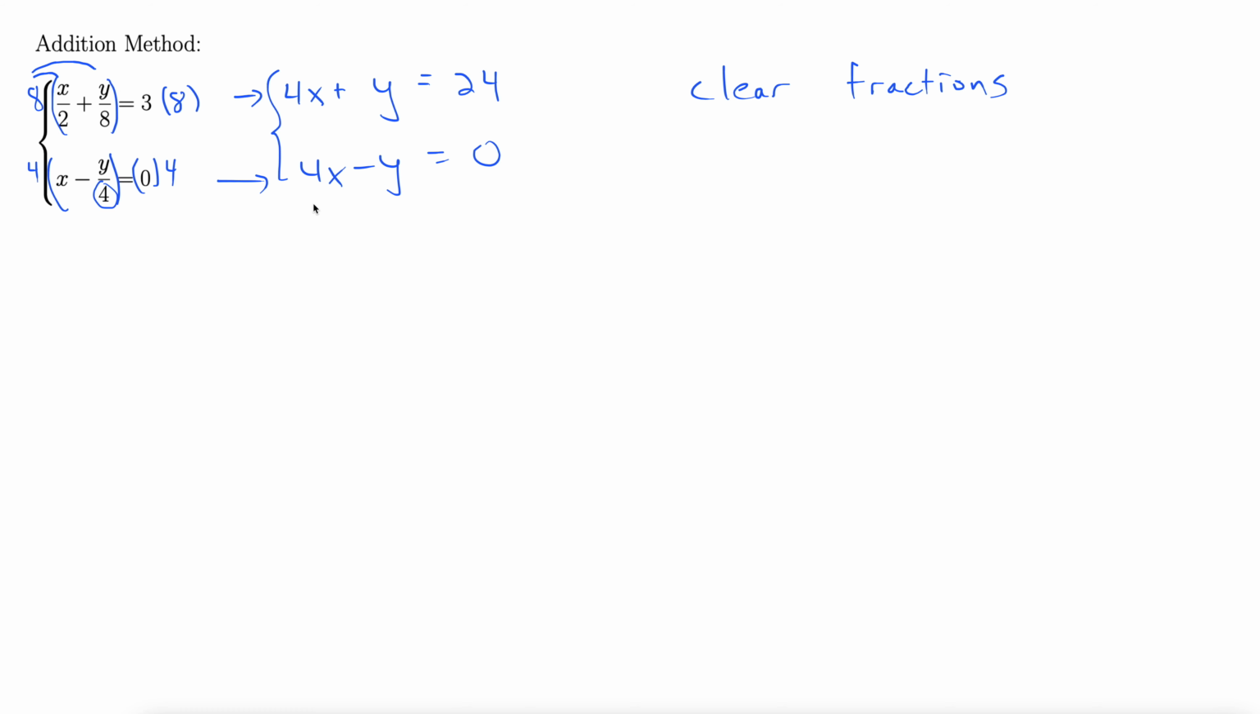Okay, so here's our new system. And look, we're already lined up perfectly to just add them together using the addition method. So let's do that. Add them together. 4x plus 4x is 8x. The y's cancel, equals 24. Divide both sides by 8. We get x equals 3. 1 down.